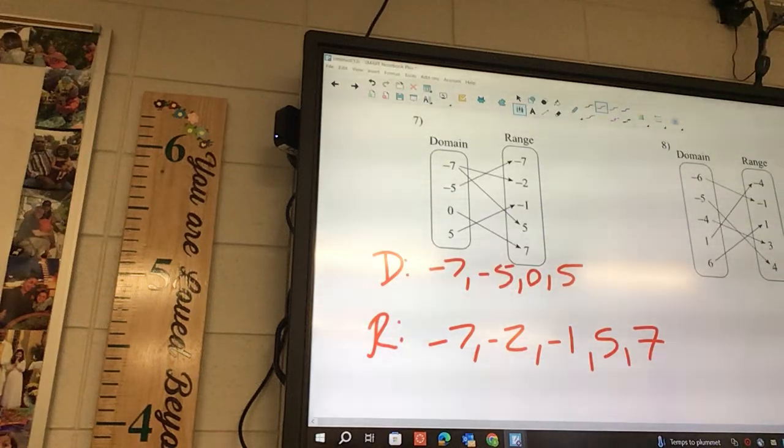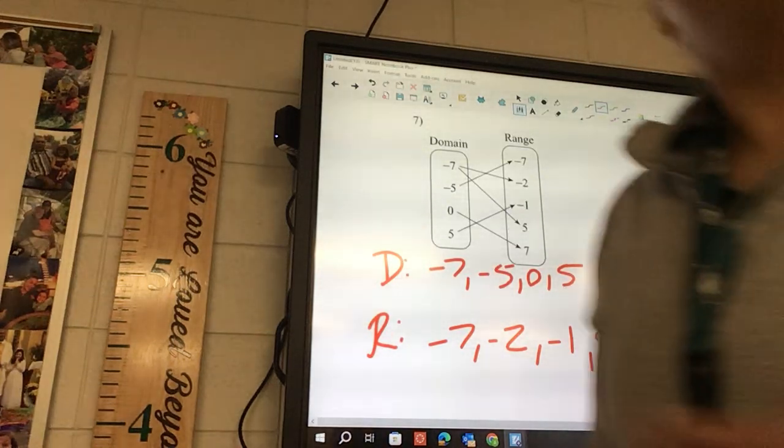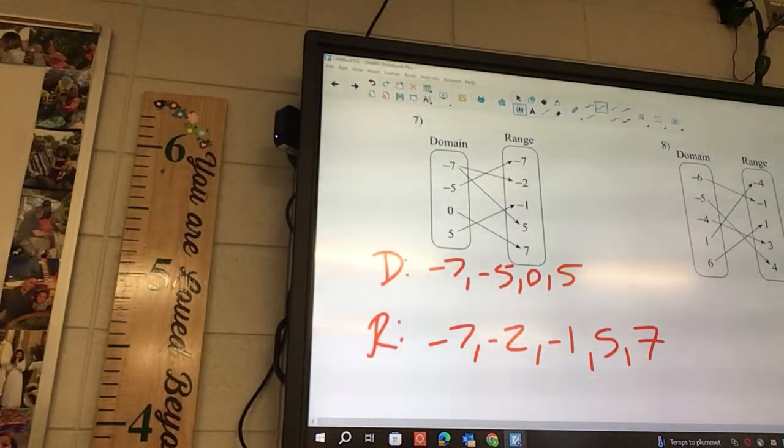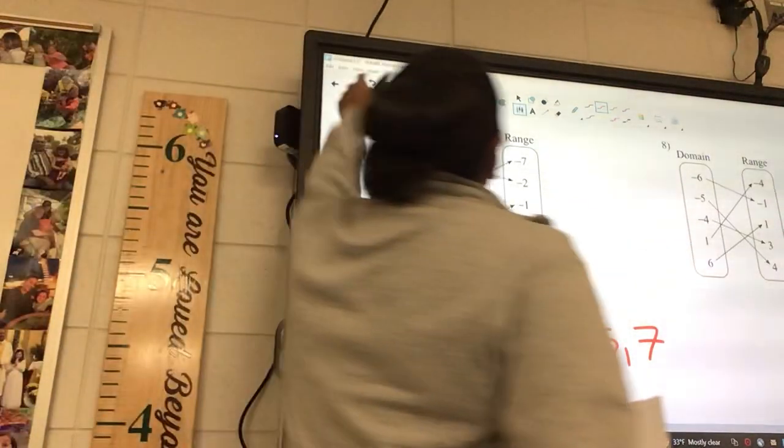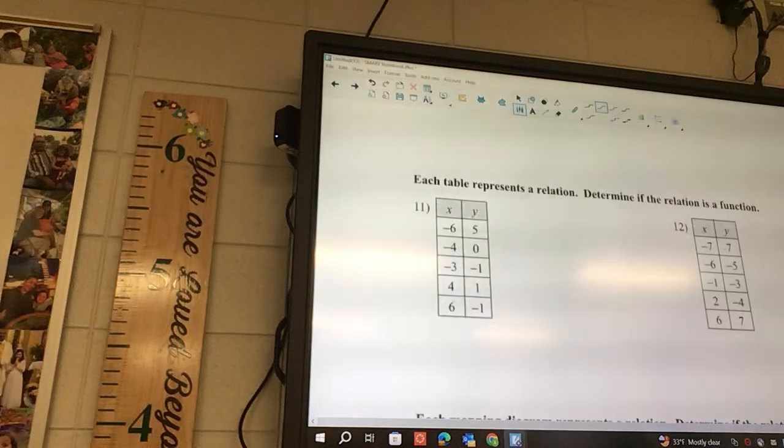Okay, number 9 and 10, we're gonna skip because they're blank, because I didn't draw the picture or write down the example. So, skip it. Go to number 11. It says each table represents a relation, determine whether it's a function or not.